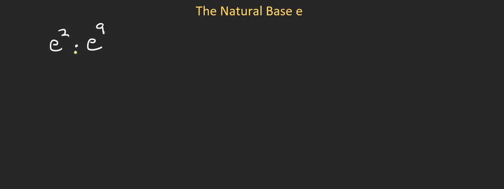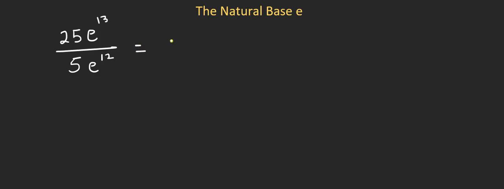So what is e squared times e to the 9th? Well, remember, E is just an irrational number. So when you multiply, you just add the exponents, you get e to the 11th. What about 25e to the 13th divided by 5e to the 12th? When you divide, what's 25 divided by 5? That's 5. When you divide, you subtract exponents, so it's just 5e.